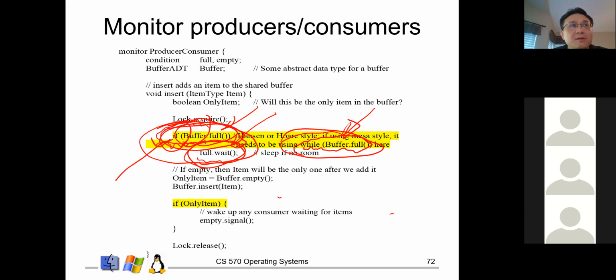Is everybody following what I'm trying to say? So for the message style, you need to use while here. Does this make sense?